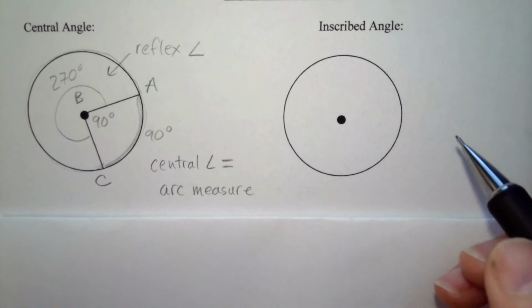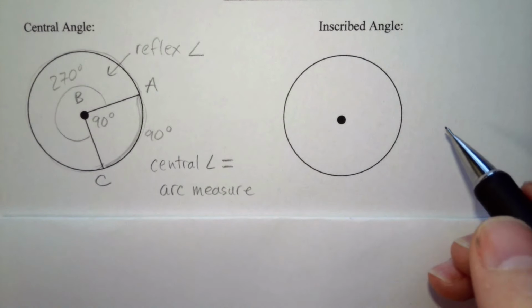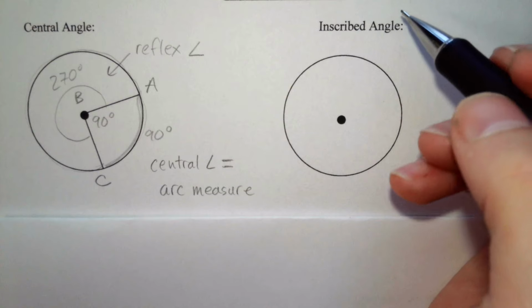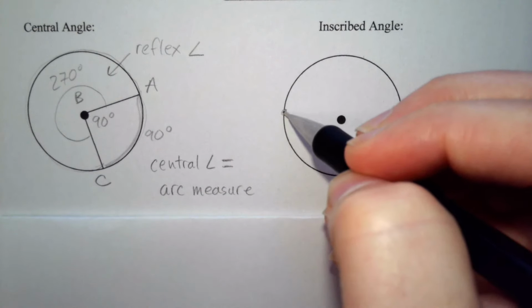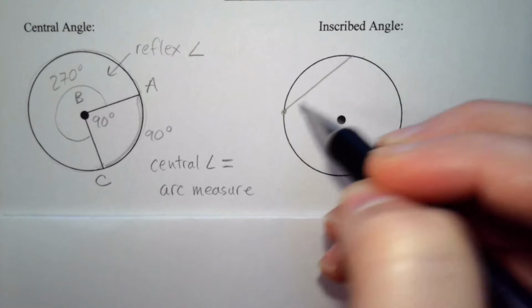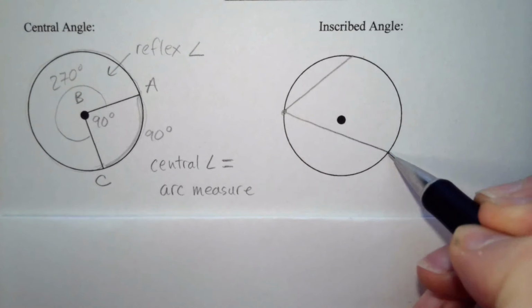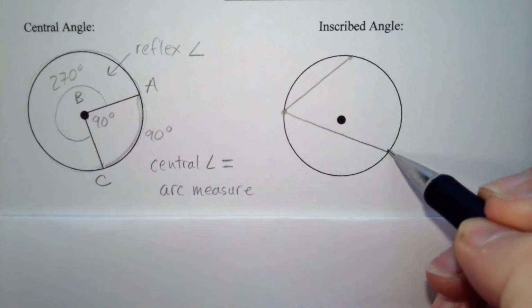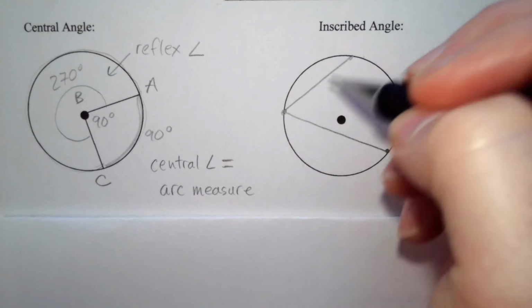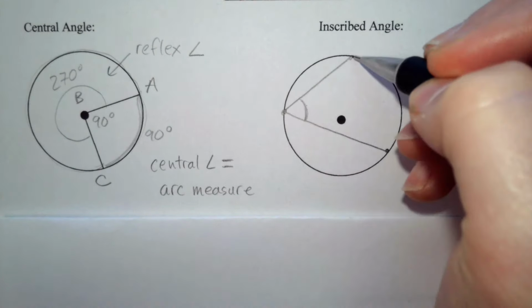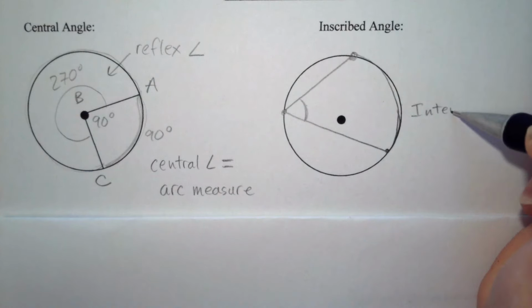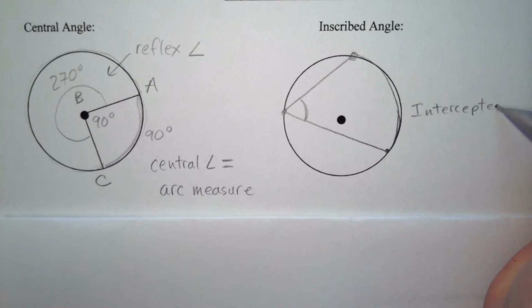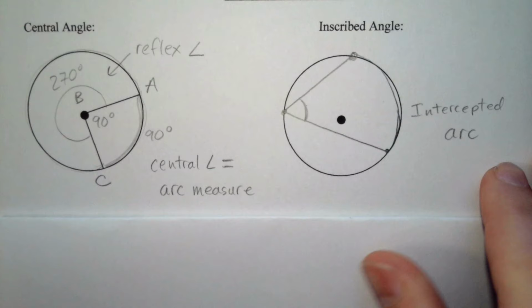The second type of angle we will be studying are inscribed angles. Now, an inscribed angle is an angle whose vertex is on the edge of the circle and whose sides go like that, and it intercepts the circle. So this is an inscribed angle right here, and this arc is called the intercepted arc. We'll study inscribed angles more later on.